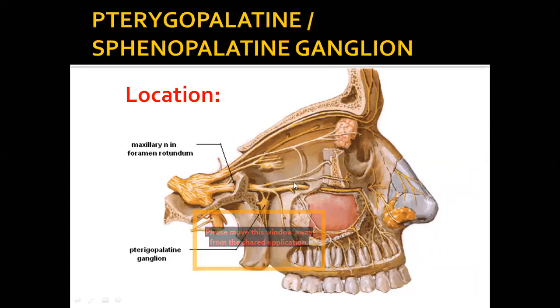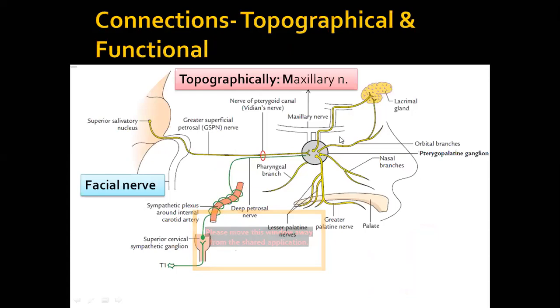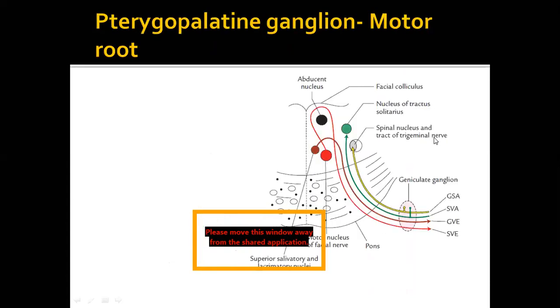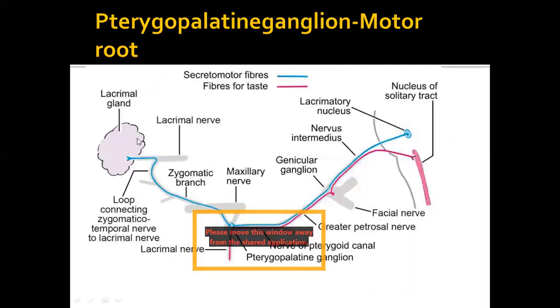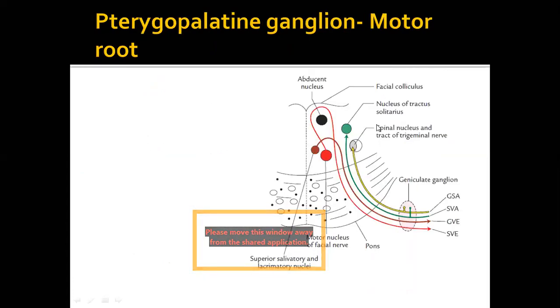And if you see the connections, as I already said, topographically it is connected with the maxillary nerve, and functionally it is connected with the facial nerve. Through the greater petrosal nerve, it is connected with the facial nerve. Next we'll see about the roots of the pterygopalatine ganglion. First we'll see about the motor root.